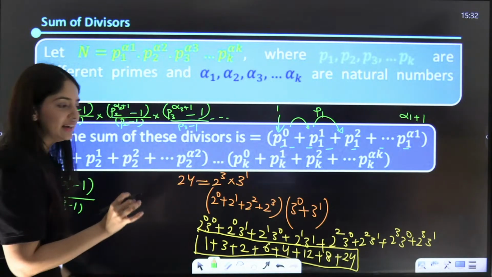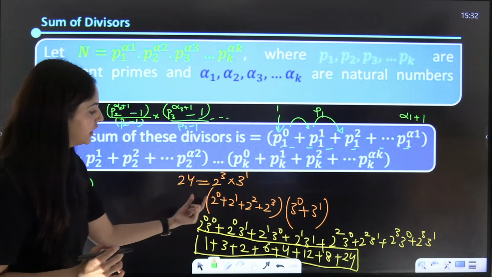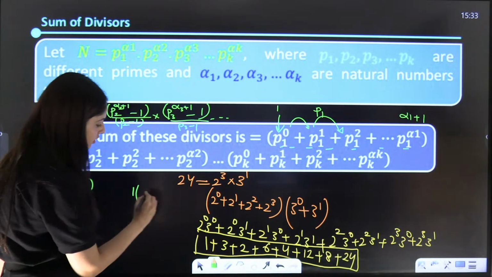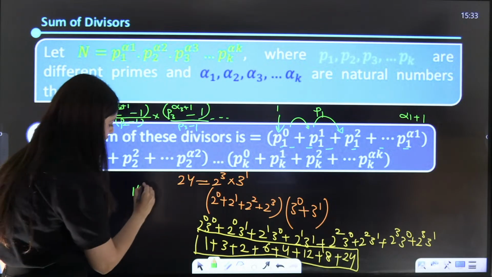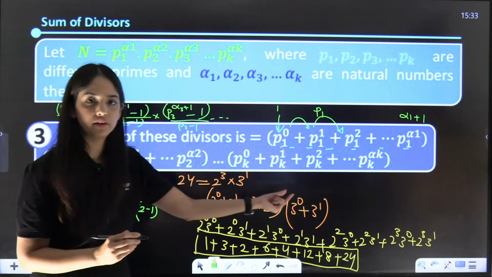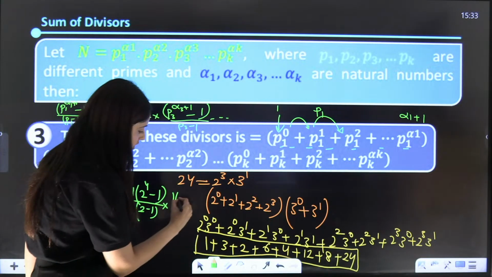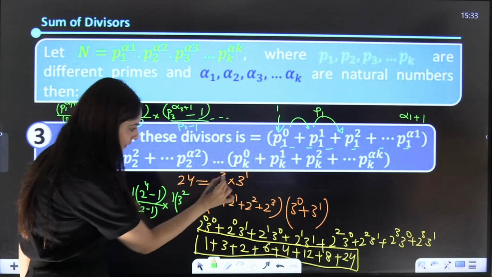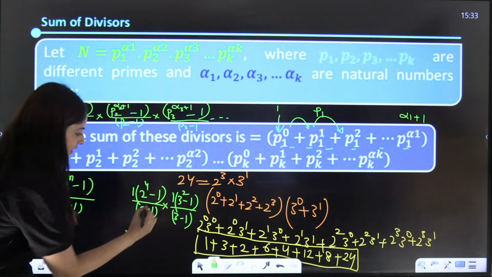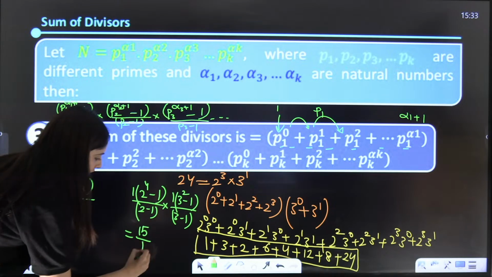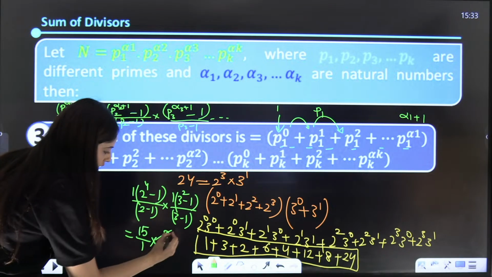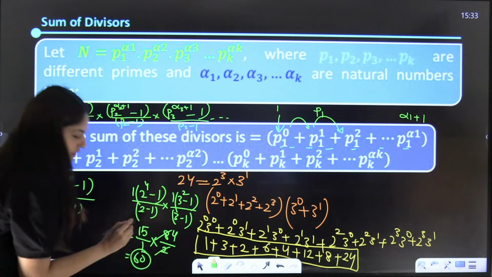So if you want to verify, let's verify for 24. We have this GP. So what is this? 1 into R2. How many terms do we have? 3 plus 1, 4, minus 1 by 2 minus 1. And similarly for the other bracket, what's the first term? 1. What's the common ratio? 3. How many terms? 1 plus 1, 2, minus 1 by 3 minus 1. So if we just simplify this, 16 minus 1, 15 by 1 into 9 minus 1, 8 by 3 minus 1, 2. So we get 15 into 4, 60, same as before.